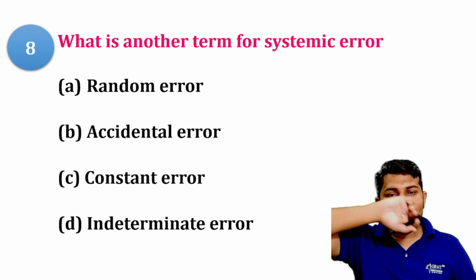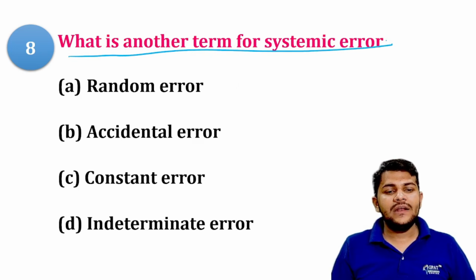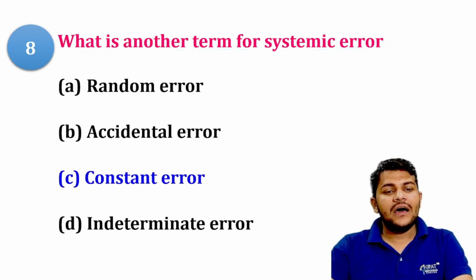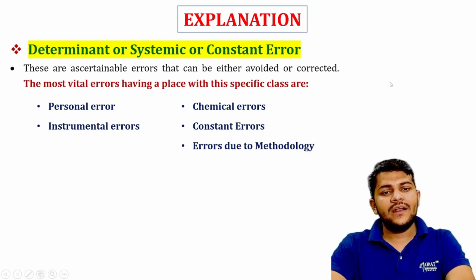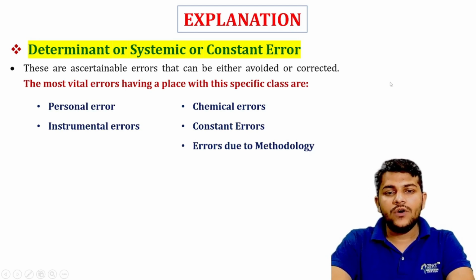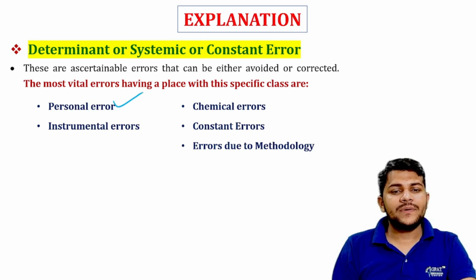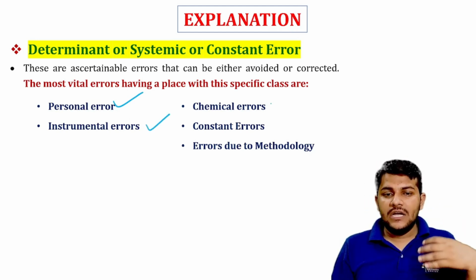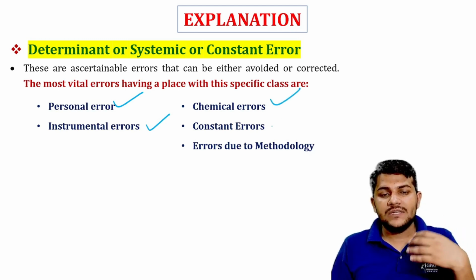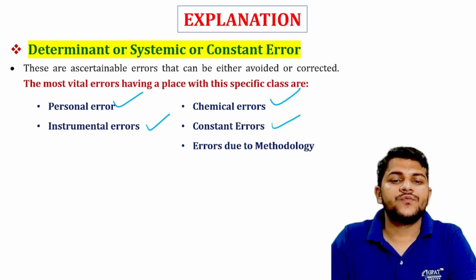Next, what is the another term for the systemic error? Systemic errors are like constant errors. These errors can be avoided or corrected. The errors included in systemic or constant error are, for example, personal error and maybe instrumental error. We can change the instrument, the chemical, some constant value, or the methodologies that we are using to prepare a particular product.